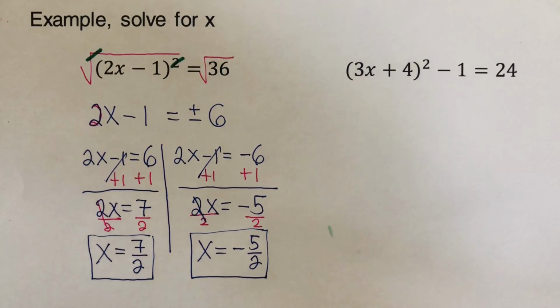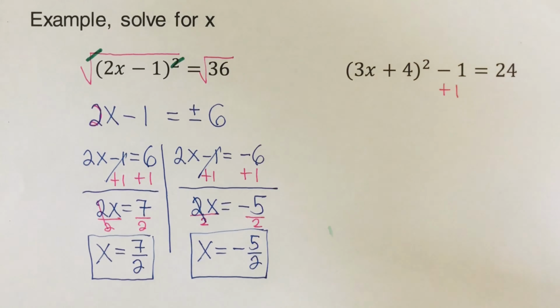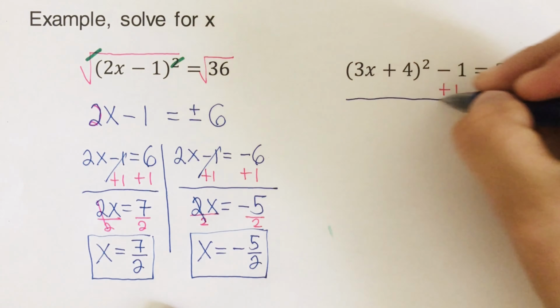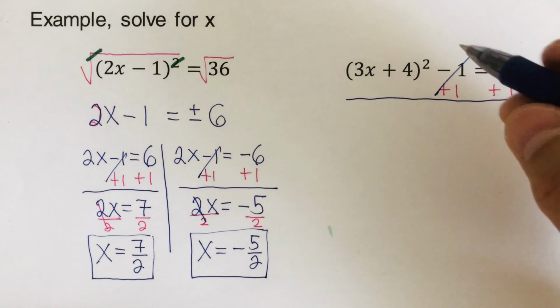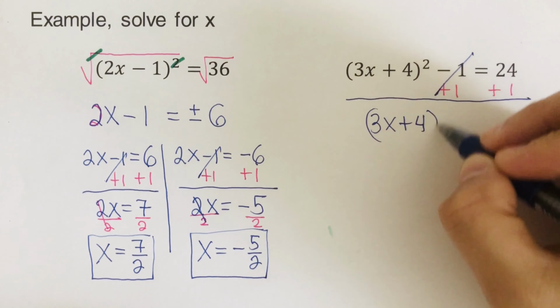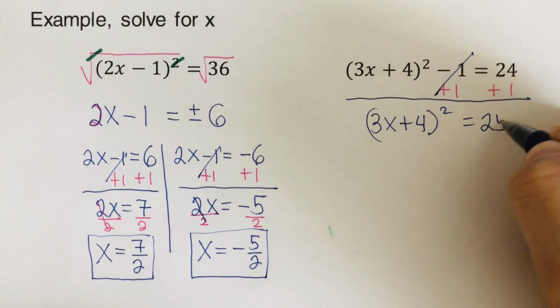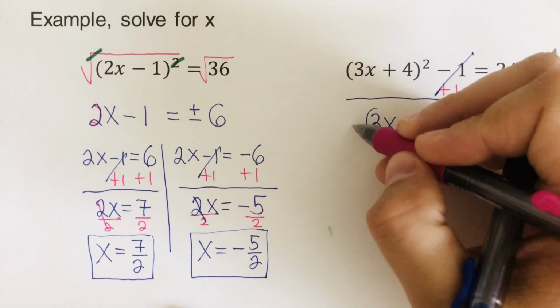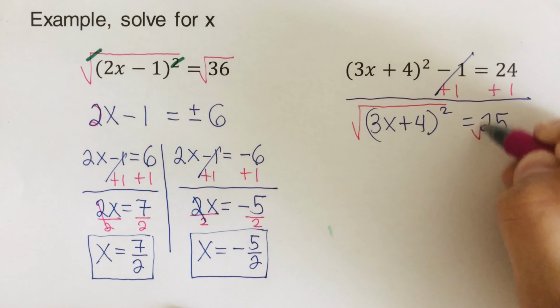Okay, so here we're going to add 1 to both sides, plus 1 here. So this 1 is going to be crossed out. So we are left with 3x plus 4 squared is equal to 25. And we want to get rid of the squared. So we are going to square root it. So square root both sides.